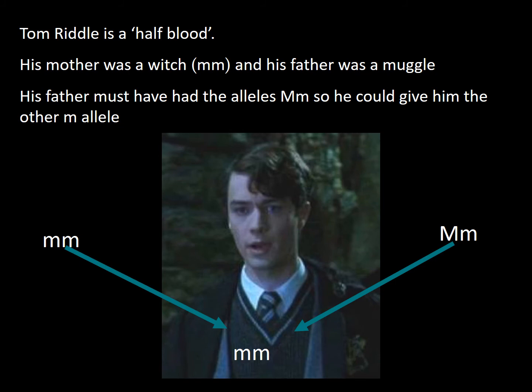Now, Tom Riddle, he's known as a half-blood. That means that one parent was a witch or a wizard, and then the other parent was a muggle. In his case, his mother was a witch and his father was a muggle. So his father, for Tom to be a wizard, must have given the little m allele, meaning that he needed to be heterozygous, big M, little m, so he could give the little m allele for him. So here is mom on this side, and here's dad. So if you look, that heterozygous, he gives the little m to Tom, and here's mom, she gives the little m, so Tom is little m.